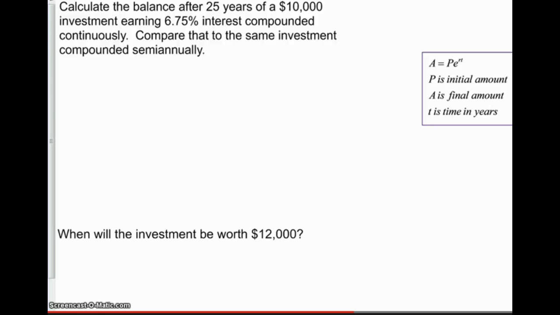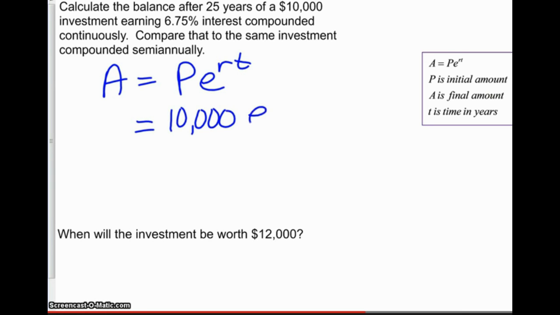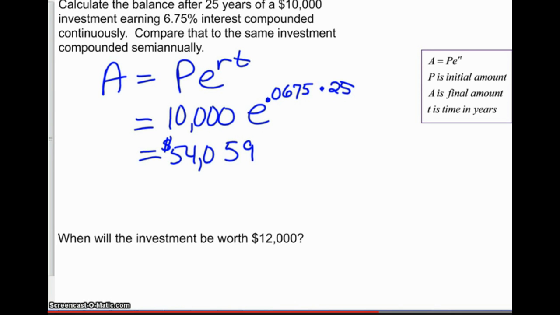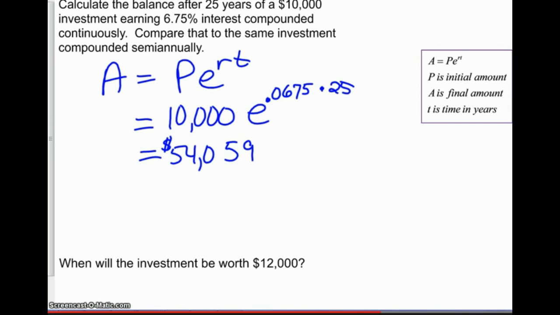So what we know is we have our formula: the amount of money you have is the principal times e to the rate times the time. This is when it's compounded continuously. Our principal here is our initial money that we add in, our $10,000. We have our e. Our rate has to be in decimal form, and this is probably one of the most common mistakes I see, people forget to put it in a decimal. And then our years is 25. When we multiply that out, we get $54,059.